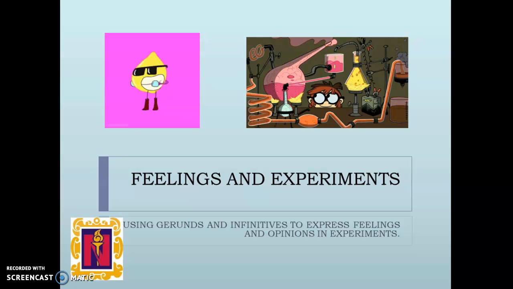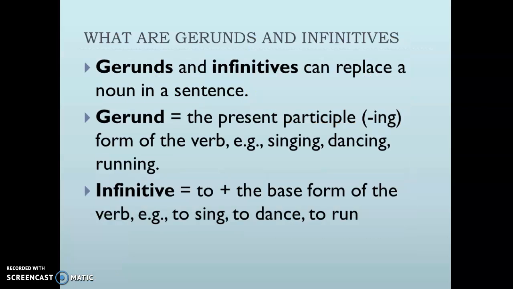The topic of today is about how to use gerunds and infinitives to express feelings and opinions in experiments. The first part, we're going to check what gerunds and infinitives are. Gerunds and infinitives can replace a noun in a sentence. Gerund, the present participle, -ing form of the verb, for example, singing, dancing, and running. Infinitive, to plus the base form of the verb: to sing, to dance, to run.